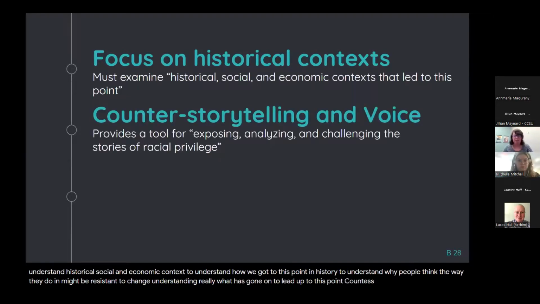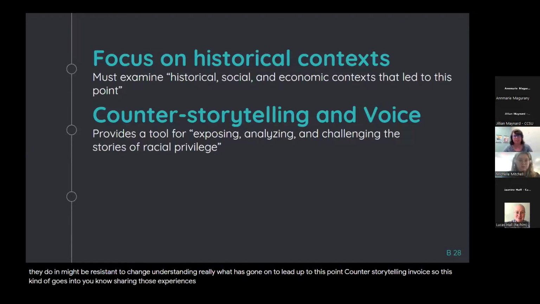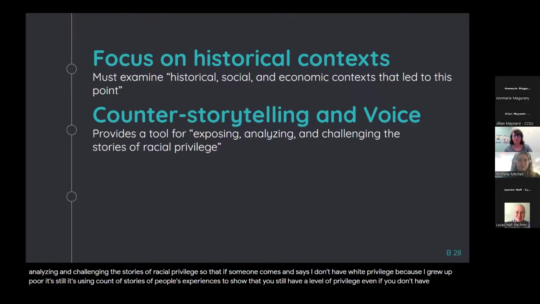And then counter storytelling and voice. So this kind of goes into sharing those experiences and knowledge of BIPOC, but also using counter storytelling as a tool for exposing, analyzing, and challenging the stories of racial privilege. So that if someone comes and says, I don't have white privilege because I grew up poor, it's using counter stories of people's experiences to show that you still have a level of privilege, even if you don't have every level of privilege that might be available.